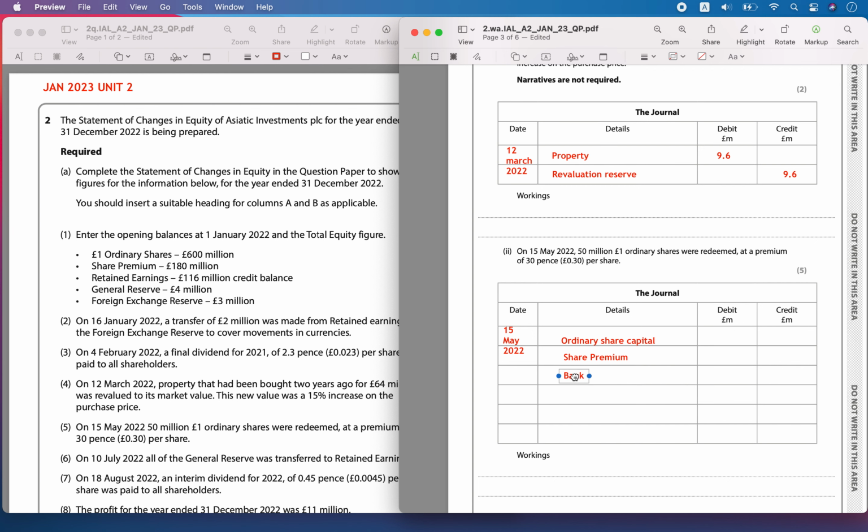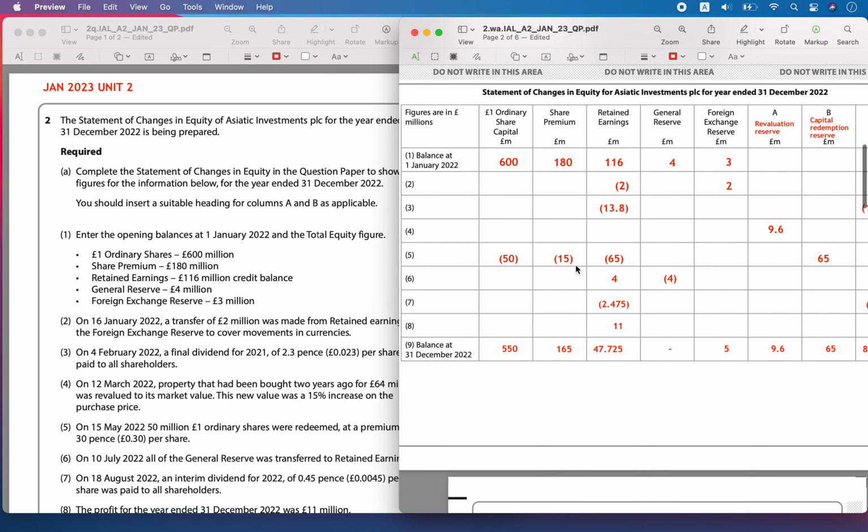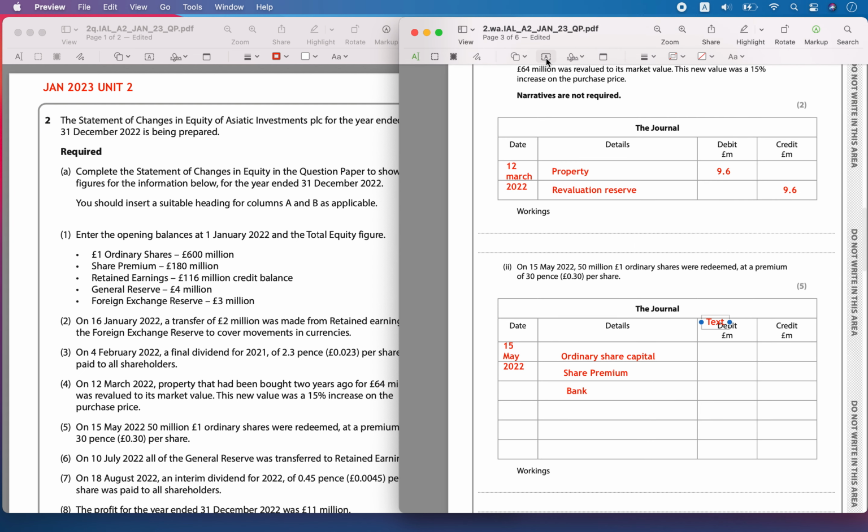Okay, the ordinary share capital that was issued, we had already calculated for this, it was 50 and 15 million for this transaction that was redeemed. So you will debit ordinary share capital 50 and share premium also 15, and credit the bank. Debit is in, credit is out, so you are giving from the bank, so it is 65.